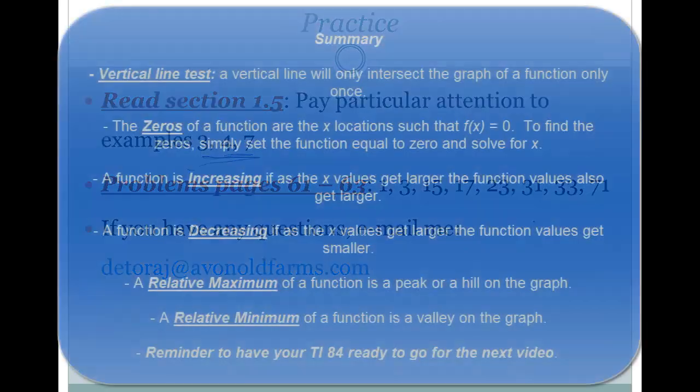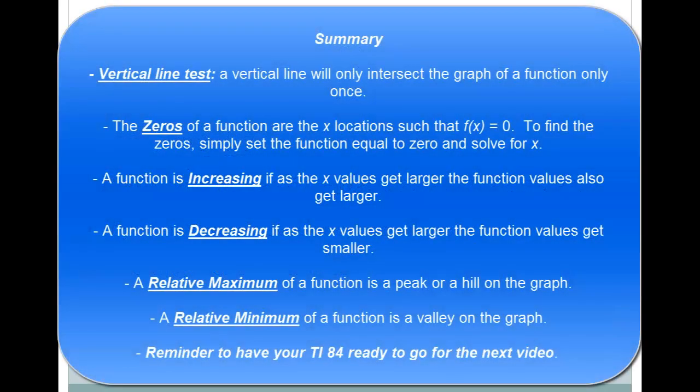Okay. Just a summary, we talked about basically 3 major points. We talked about the vertical line test and the fact that if a vertical line intersects a graph more than once, it's not a function. We talked about finding the zeros of a function, and we talked about increasing, decreasing, and relative extrema. Okay, so hopefully those things make sense. Again, we will practice with the calculator, get a little bit more visuals.